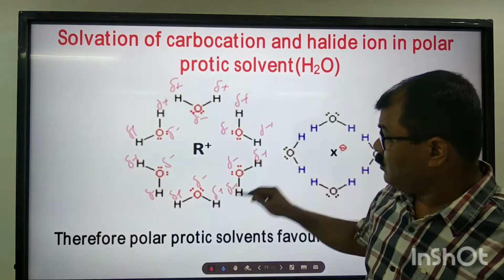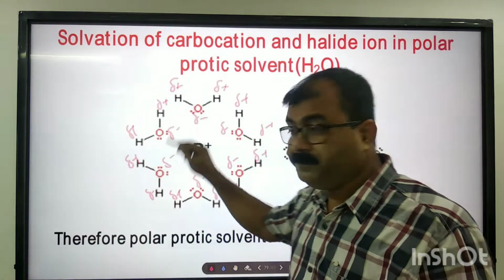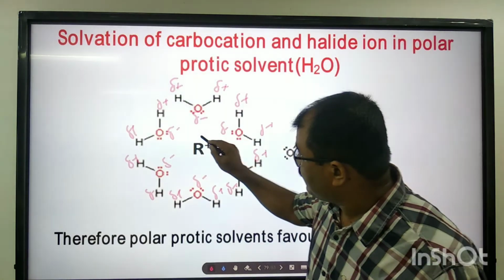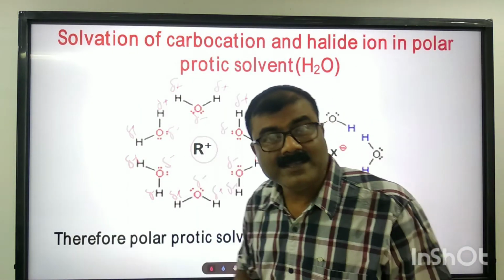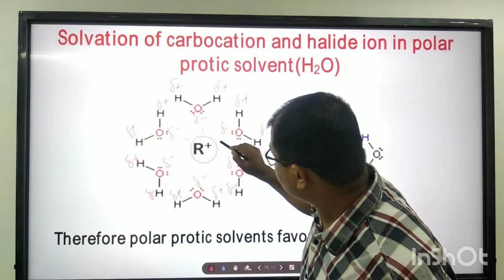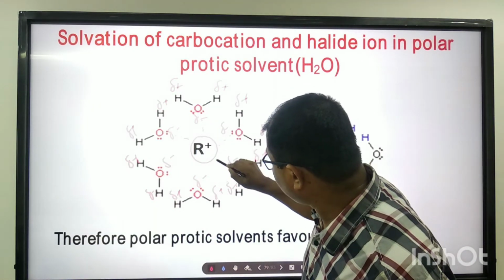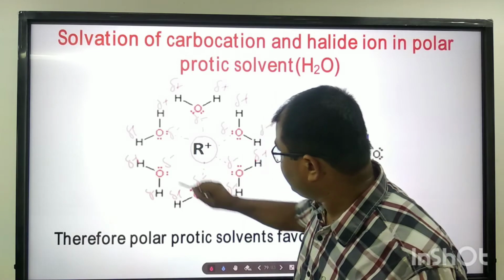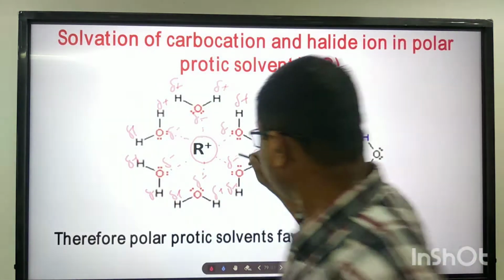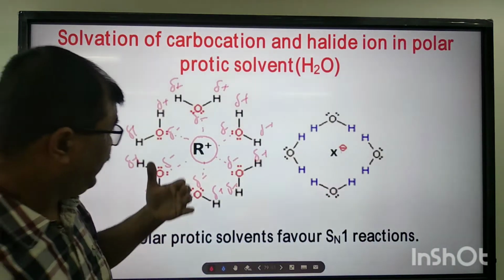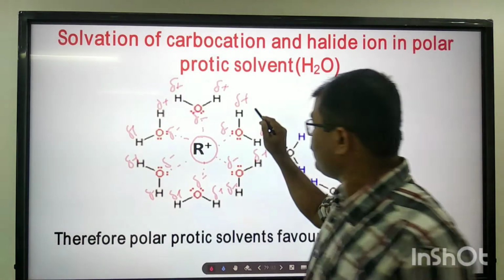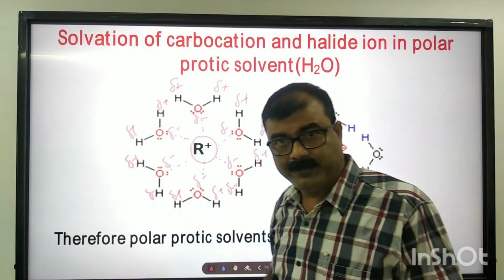So these water molecules are polar protic solvent. Now this is a positively charged carbocation, there will be attraction between this negatively charged oxygen atom and the cation. This is one sort of electrostatic force of attraction. We will say it is an ion-dipole interaction. That is the dipole, this is the ion.